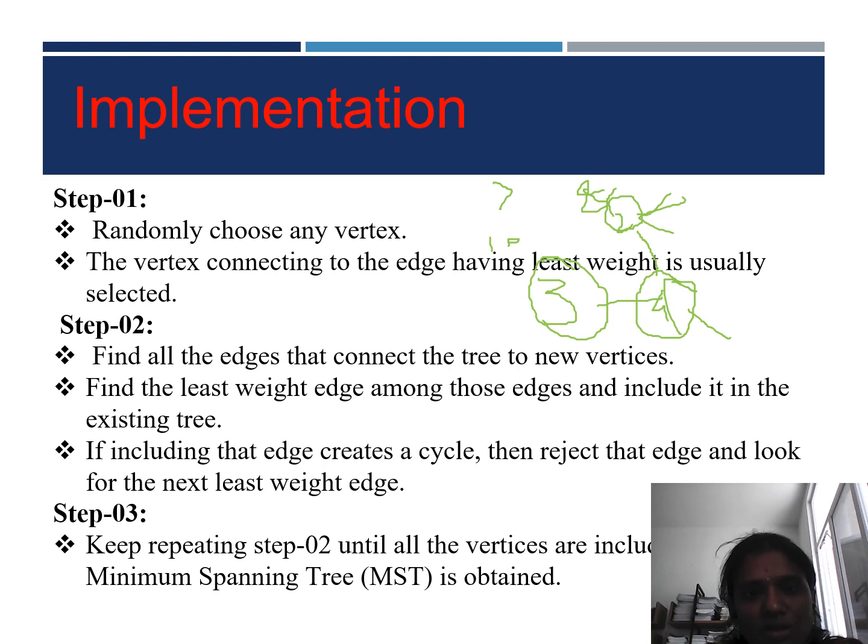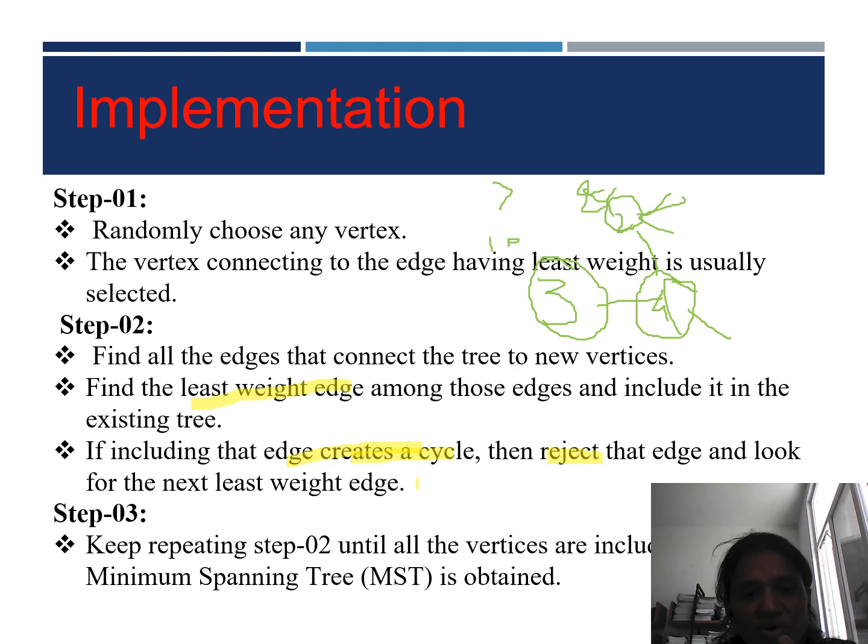Usually the vertex containing the least edge is selected. Then step 2 is to find all the edges that connect the tree to any vertices. Then find the least weight edge among those edges and include it in the existing tree. If including that edge creates a cycle, then we have to reject that edge and look for the next least weight edge. If it doesn't form a cycle, we can include it.